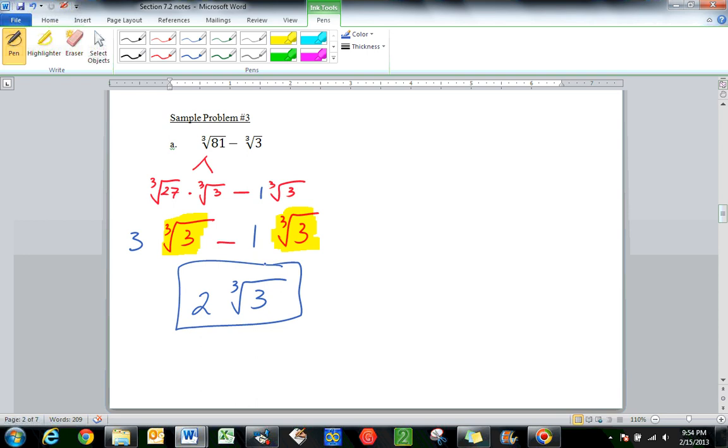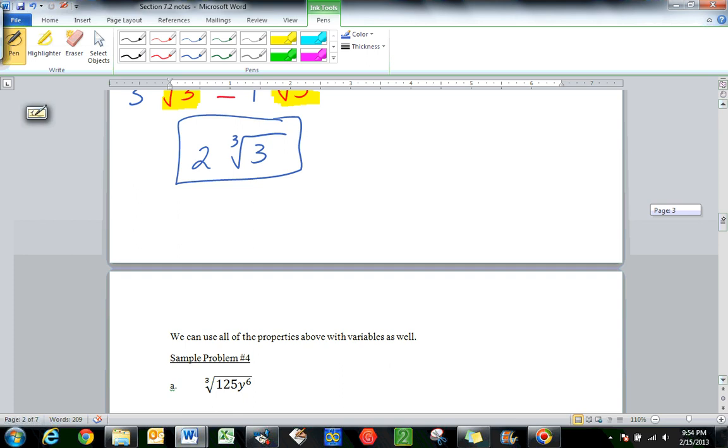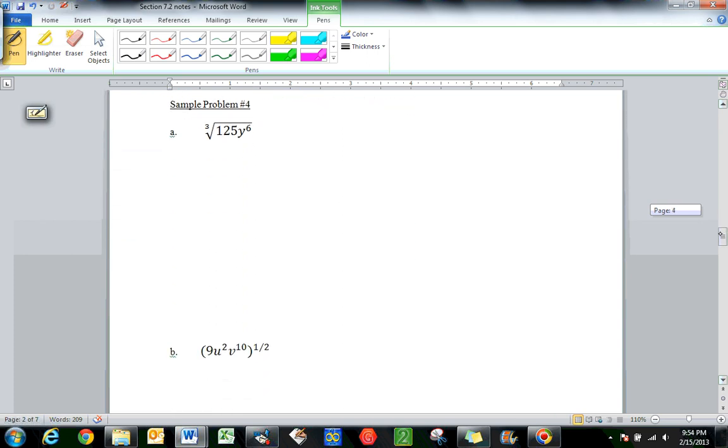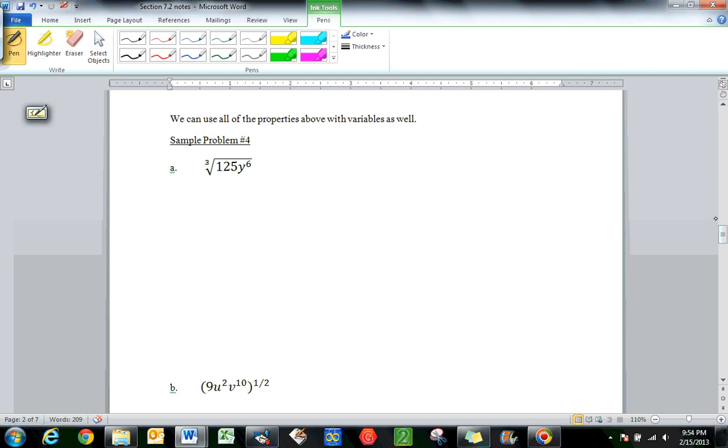Now we're going to move into a situation where we're going to combine everything that we've learned in this set of notes together, but we're going to do it in a situation where we have variables. So now this is a place where our calculator is not necessarily going to help us.